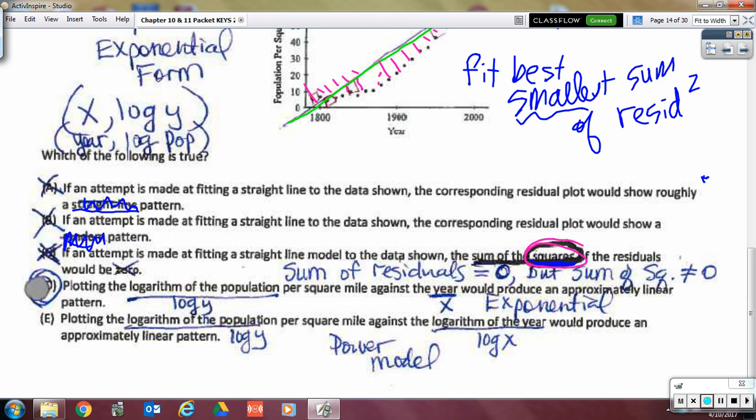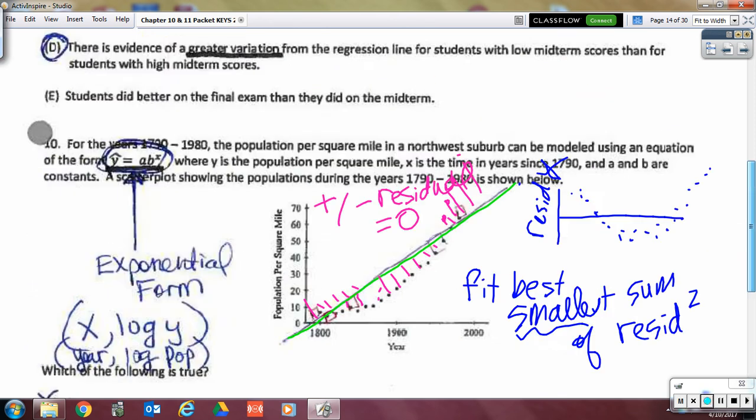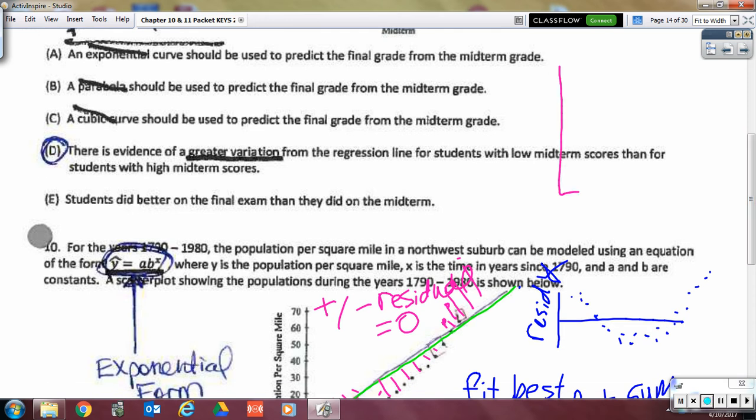Okay, that was kind of a review thing way back to October, but I wanted to remind you of that since we're getting to the end of the learning. All right, D says, plot log y and x will provide an approximately linear pattern. And what was the very first thing I showed up here? If we did x and log y, that fits and makes a linear pattern, which gives log y equals mx plus b. That is why D is the answer.